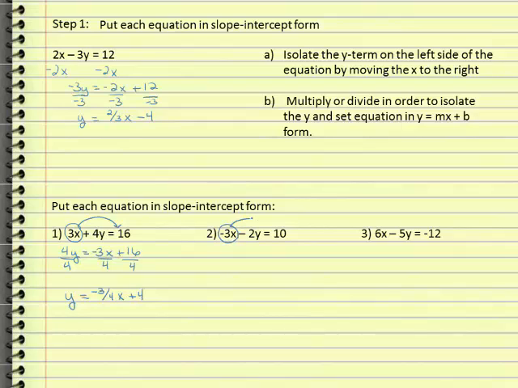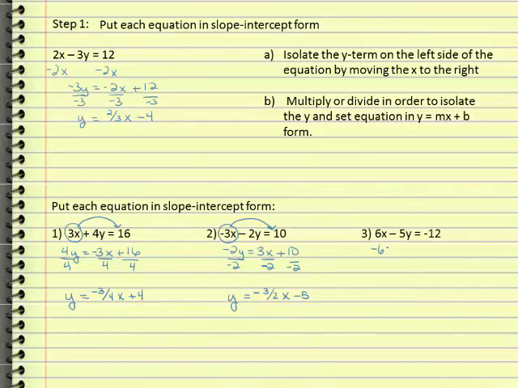Here I'm going to pick up this negative 3 and move it. So I'm going to get negative 2y is equal to positive 3x plus 10. I'm going to divide everything by negative 2 to get y is equal to negative 3/2 x minus 5. We don't leave this negative in the bottom. We always bring it out front, or put it on top.